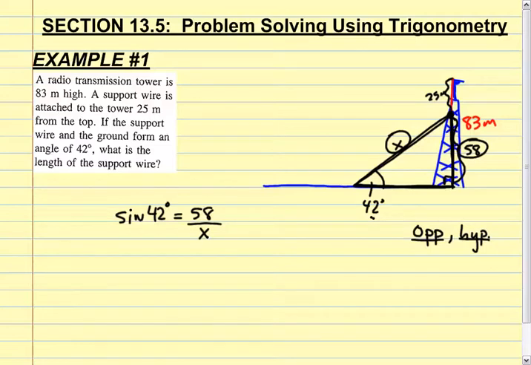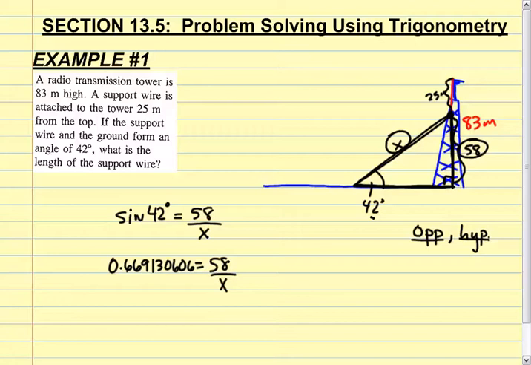Now I can use my calculator to find the sine of 42 degrees. Second pi brings me to the trig part, and to get the value I hit sine 42 parentheses enter. I'm not going to round until it tells me to. So the sine of 42 degrees is 0.669130606, and that equals 58 over x.